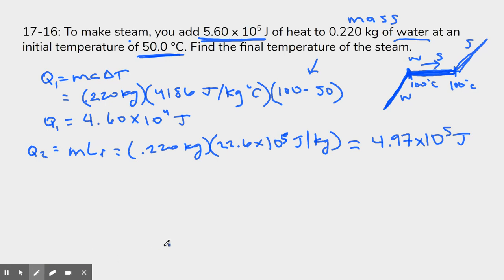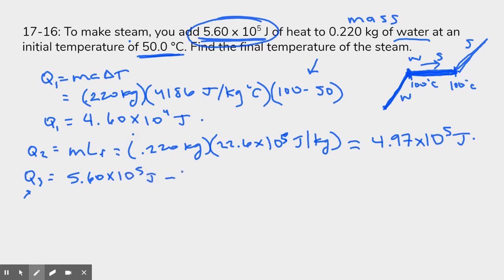Okay, so we know how much heat has already been added to the system. And then we know how much needed to be added in order to get from this point to this point and from this point to this point. So let's go ahead and subtract this value and this value from this value to see how much heat still needs to be added to the system in order to get the water to convert to steam. So we'll call that value Q3. So this is the amount that still needs to be added.